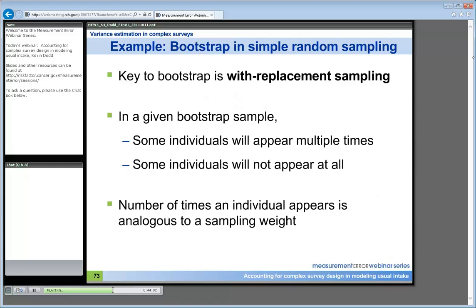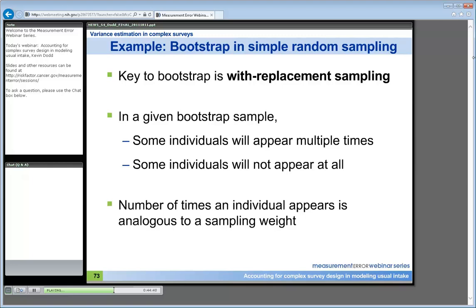Now the key to the bootstrap method is this with-replacement sampling. In fact, if you don't sample with replacement, you're always going to get back the original sample. So it's important to allow the situation where in a given bootstrap sample, some individuals appear multiple times and some appear not at all. The reason I talked about the bootstrap under simple random sampling first is in this last bullet. I claim that the number of times an individual appears in a bootstrap sample is analogous to a sample weight, at least in this population expansion sense, because in the bootstrap, you actually get identical observations appearing multiple times in the replicate samples.